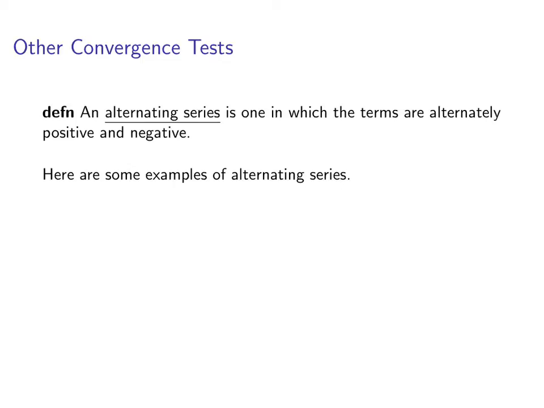Hello, calculus fans. All right, we're going to talk about alternating series now. An alternating series, well, it's kind of right in the name. The terms are alternately positive and negative. Let's give some examples of alternating series.